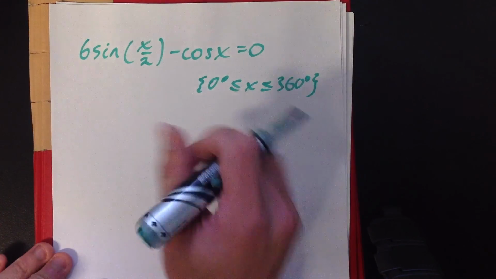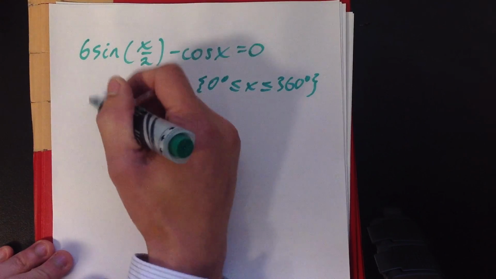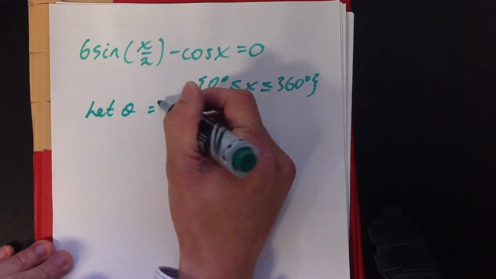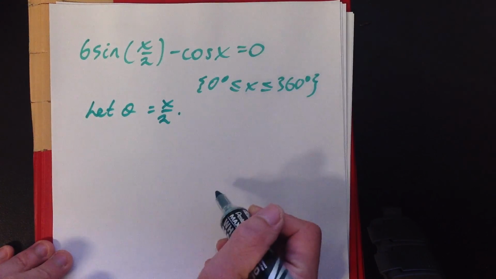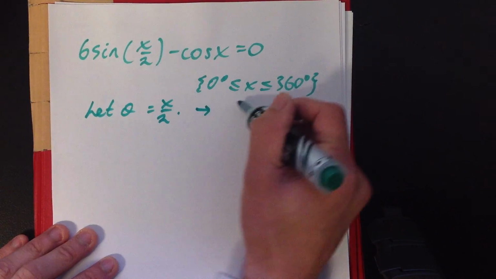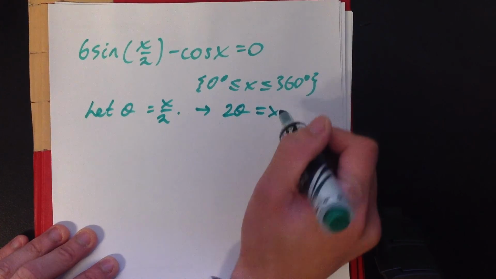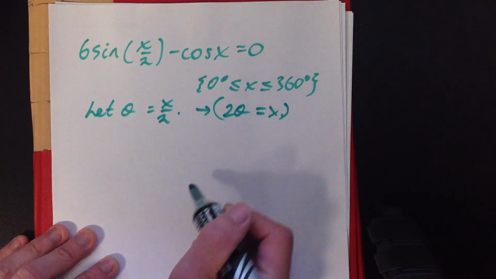So the first thing I'm going to do is introduce a new angle. Let's call it theta. So let's let theta equal x on 2. Okay, so that implies obviously that this x up here will be 2 theta. Okay, so I'll use that in a second.